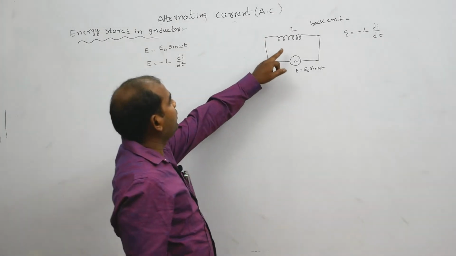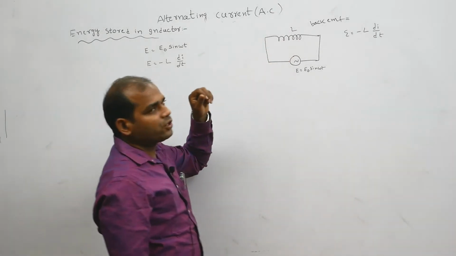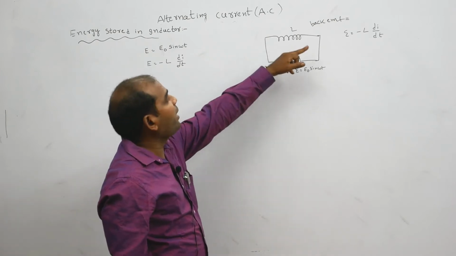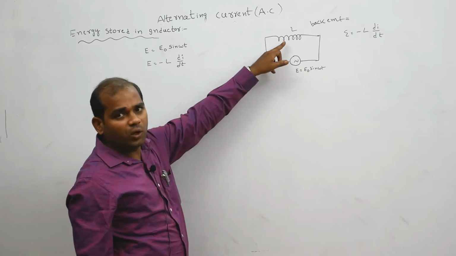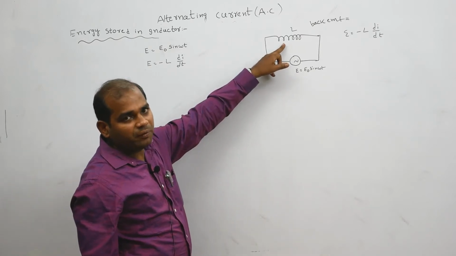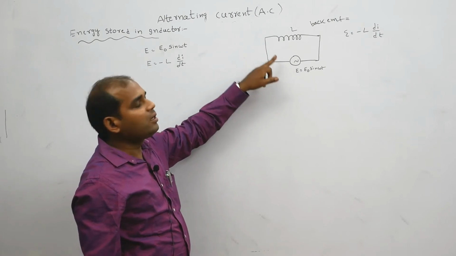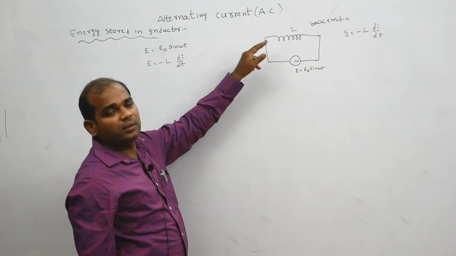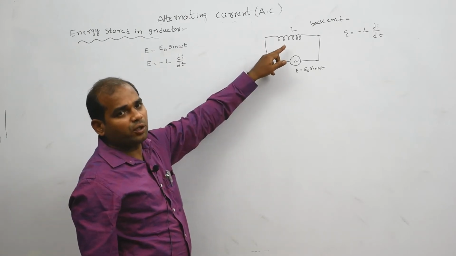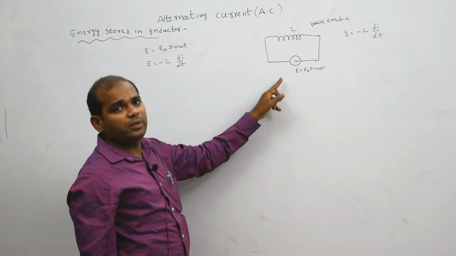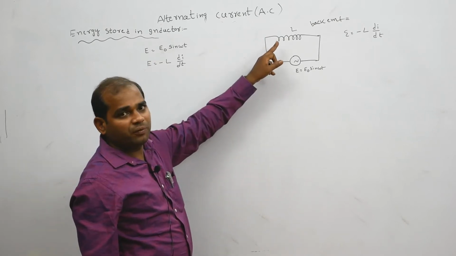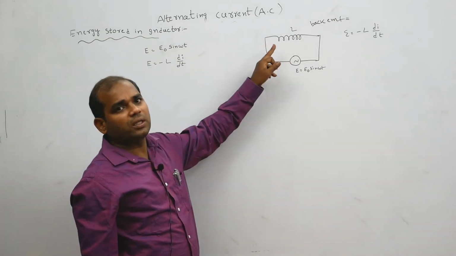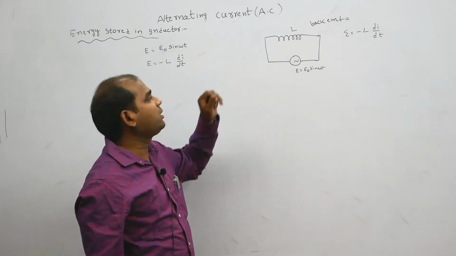Now, through this inductor the current has to flow against the back EMF. What is the role of this back EMF here? This back EMF opposes the growth and decay of current in the circuit. When the current is growing, it opposes. When the current is decaying, that is decreasing, the back EMF develops and opposes. So the back EMF opposes the growth and decay of current in this circuit.